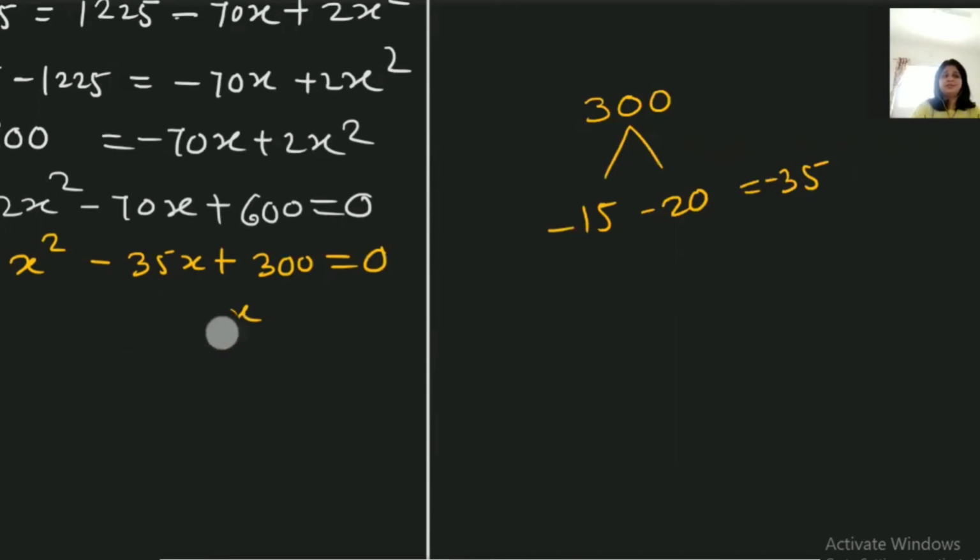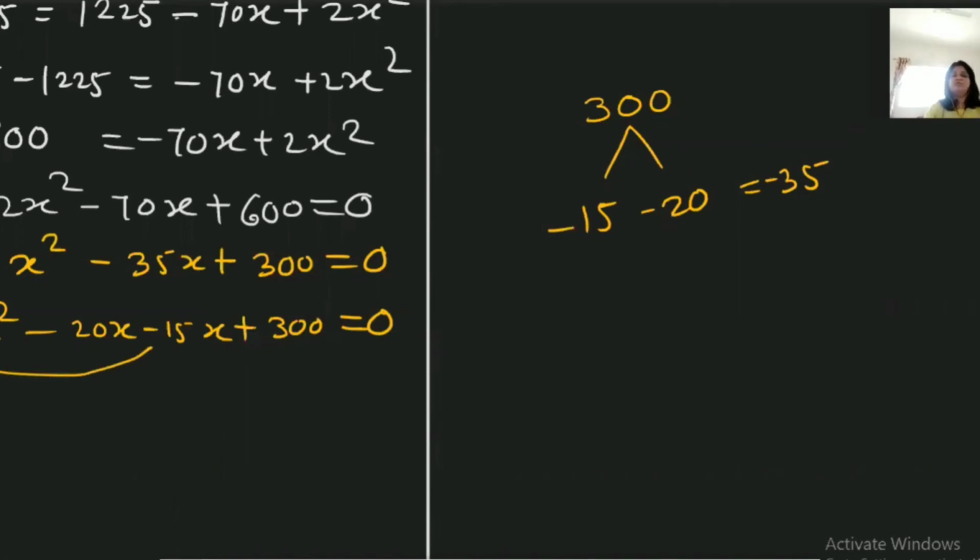Let's split the middle term to solve. So I'm going to write x square minus 20x minus 15x plus 300 equals to 0. And now we will take out the common numbers from the first two and the last two. That means we are going to factorize this equation. I can see x is common in the first two. I'm going to write x outside the bracket, and inside the bracket there will be x minus 20. From the last two terms, I can find minus 15 is common. So inside the bracket, x minus 20 will be left, which is equal to 0.